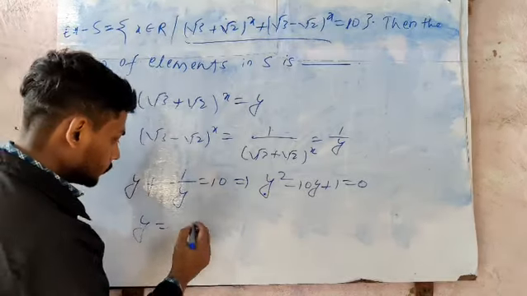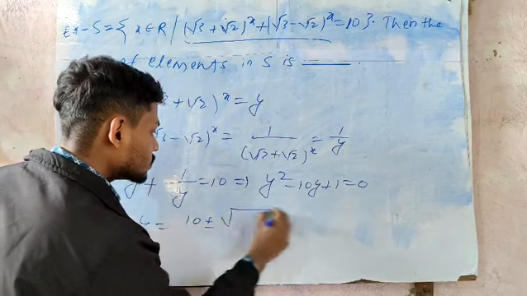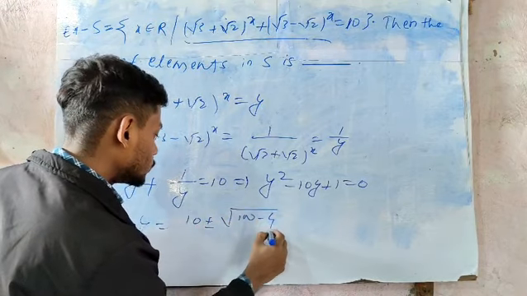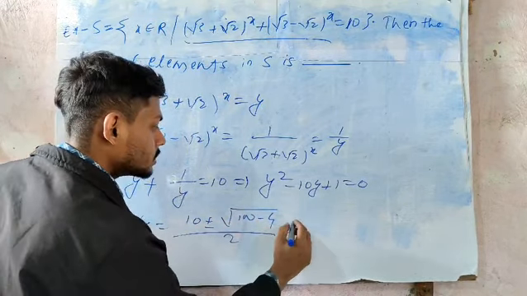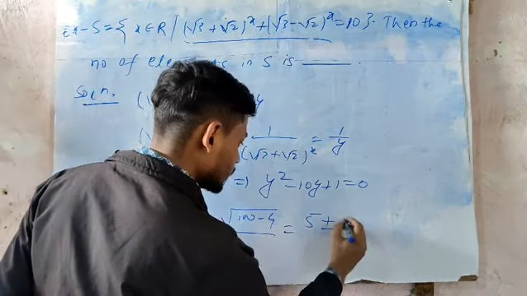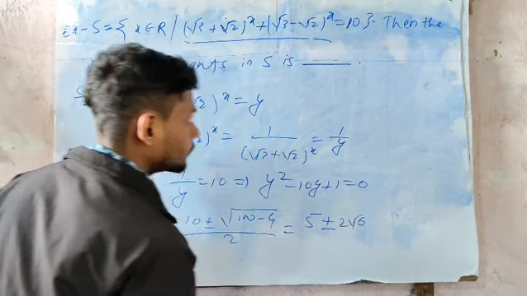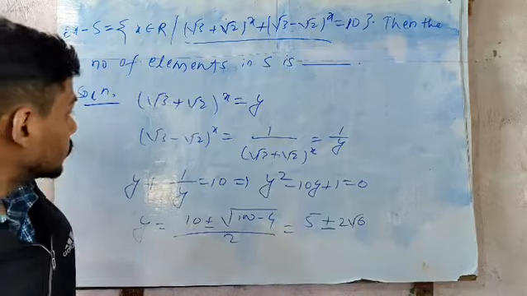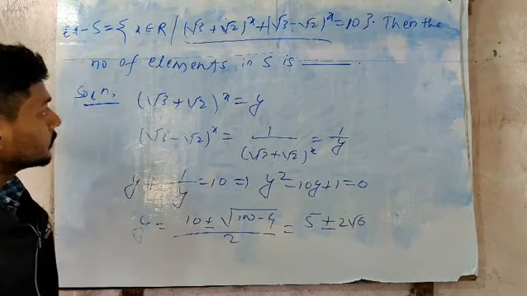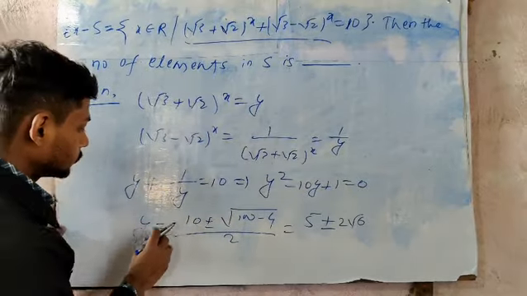Then y will be 10 plus or minus root under 100 minus 4, divided by 2, which will be simplified as 5 plus or minus 2 root 6. Now we will put the value of y here and find the value of x.